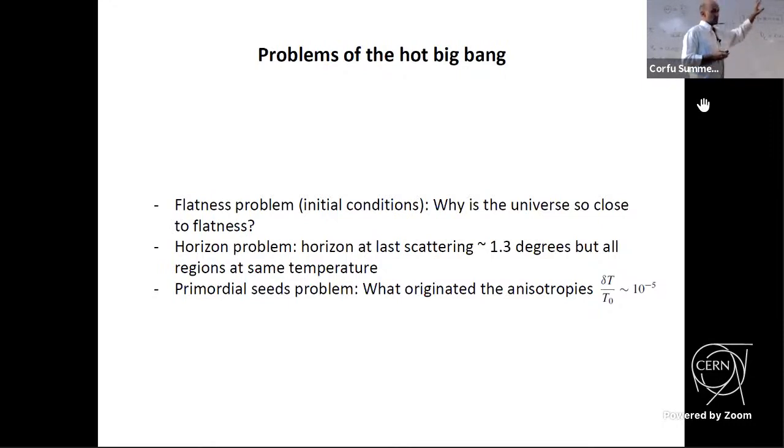So this means that the causal patch here and the causal patch there were disconnected at the time. Still, they have the same temperature. How is it possible? Is it violating causality? Is there some process imposing that the temperature at the causally disconnected parts of the universe should be the same? This is a problem that the Big Bang model doesn't solve.